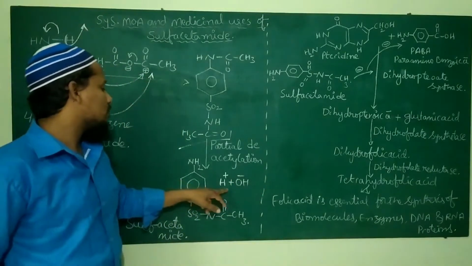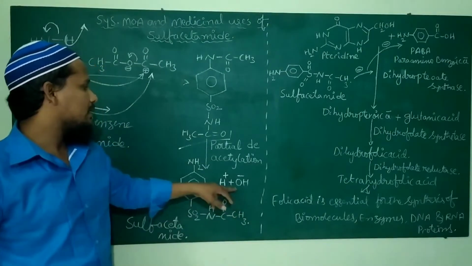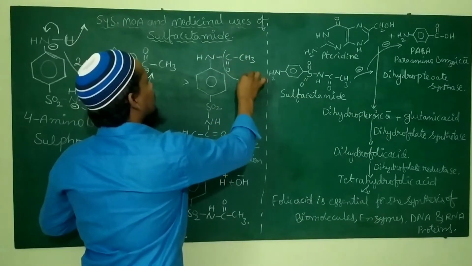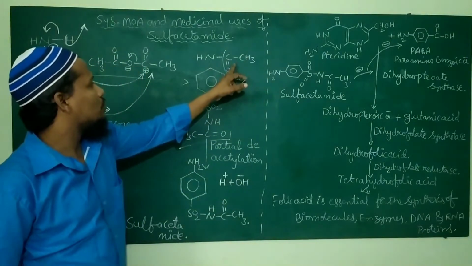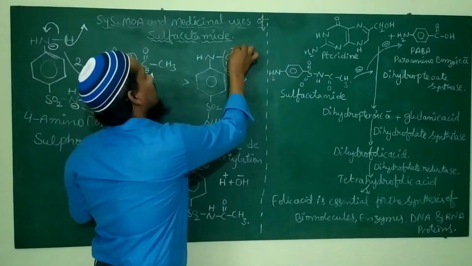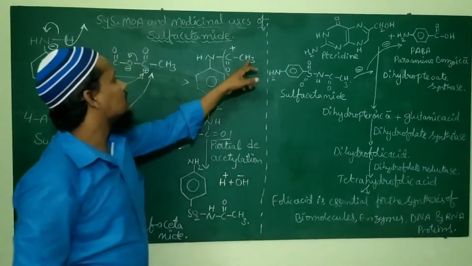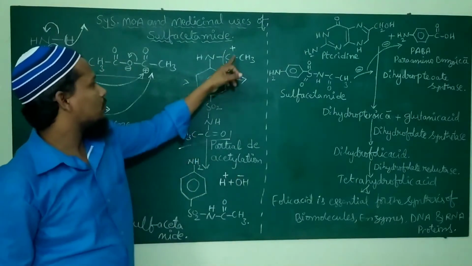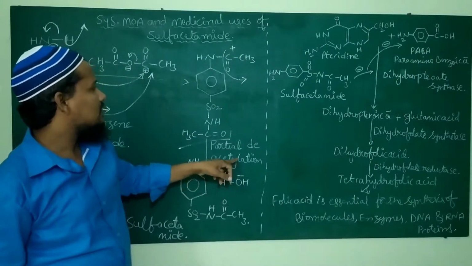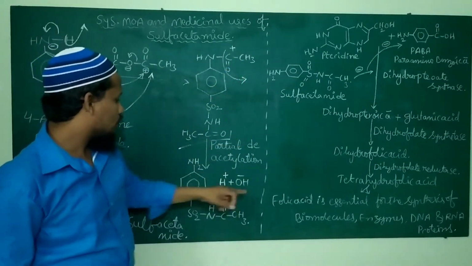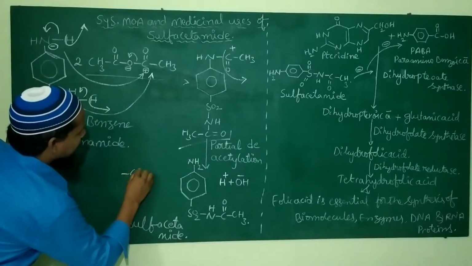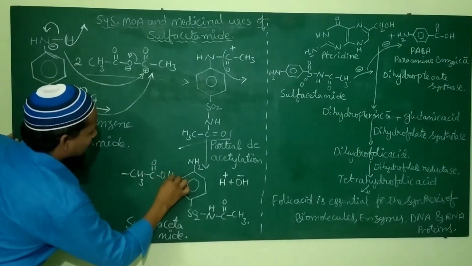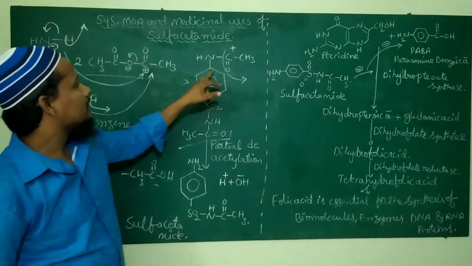So water dissociates into H plus and OH minus. Now this acetyl group is eliminated. Okay, so CH3CO comes off with a positive charge. So CH3CO plus takes up OH minus, which means the resultant molecule is CH3COOH. So CH3COOH is eliminated.